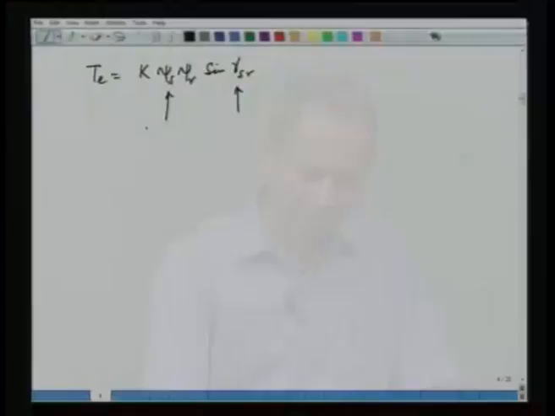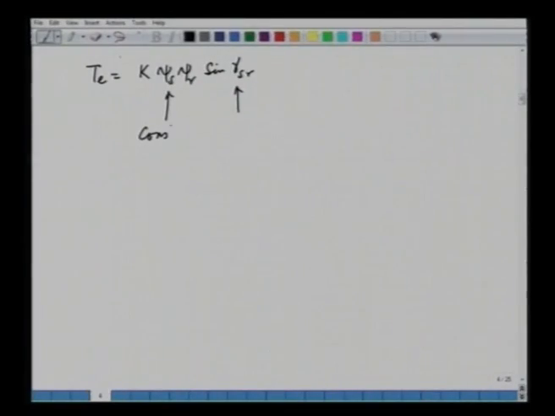So, psi s should be kept constant. In fact, what we are talking about here is keeping the flux psi s constant, and controlling gamma sr to control the torque. So, that is called the direct torque and flux control of induction motor.